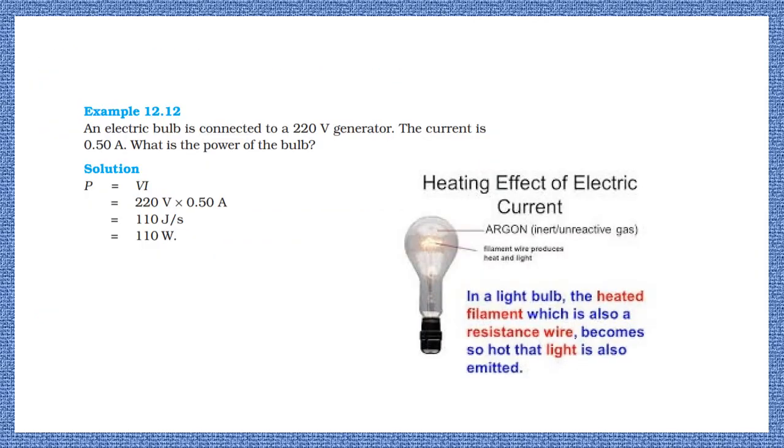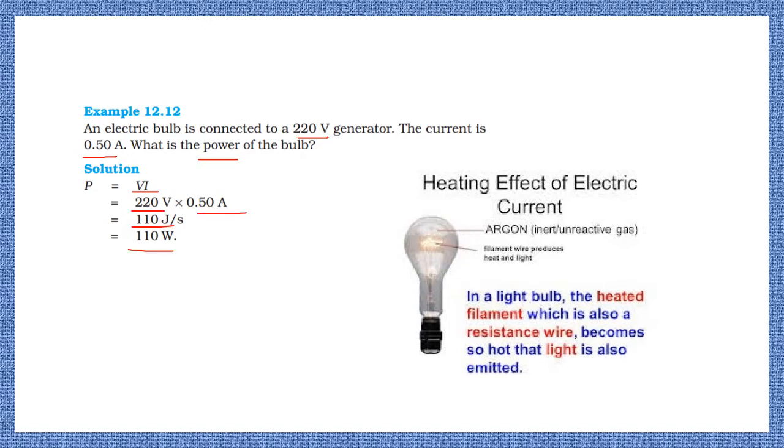This is example 12.12. Let me read the example for you. Example is, an electric bulb is connected to 220 volt generator. The current is 0.50 ampere. Now you have to find out the power of the bulb. It is very simple. The formula of power is equal to VI. You just have to substitute the values of V and I, and you will get the answer.